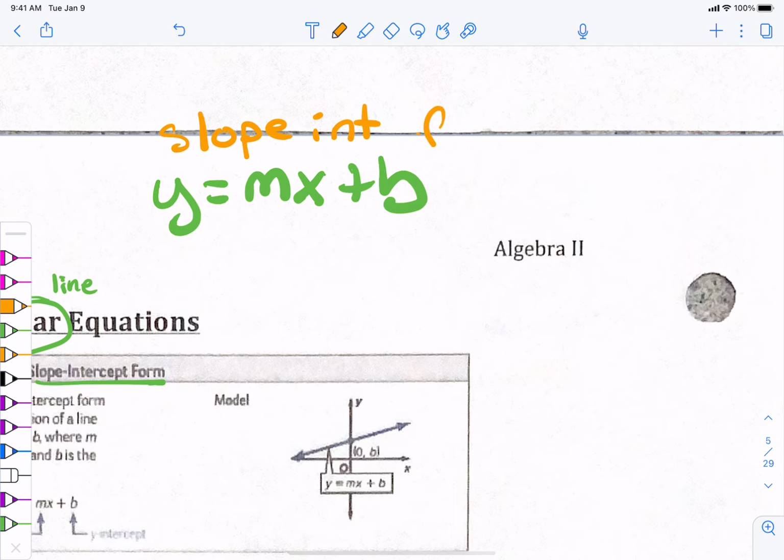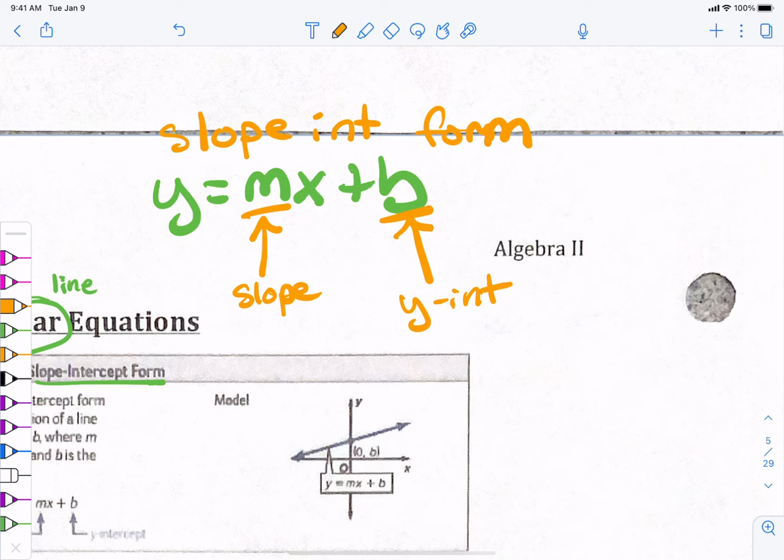Slope-intercept form. Okay, they got really original with slope-intercept form. Why do they call it slope-intercept form? M is the slope, and B is the y-intercept. So it is literally slope-intercept form. Slope and then the intercept, M and B.